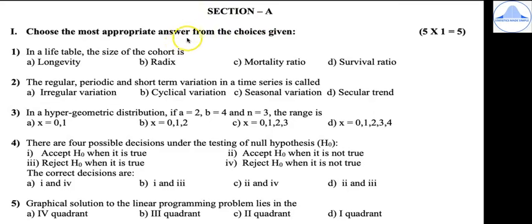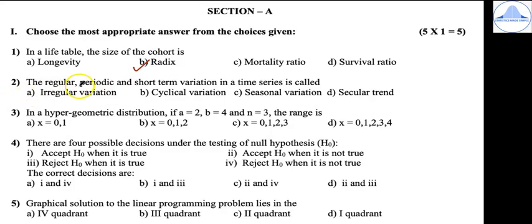Section A, first main, choose the most appropriate answer from the choices given. 5 into 1 is equal to 5. First question, in a life table, the size of the cohort is longevity, radix, mortality ratio, survival ratio. The correct answer is the radix.